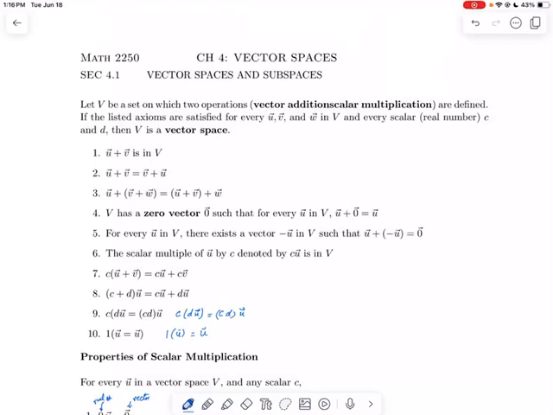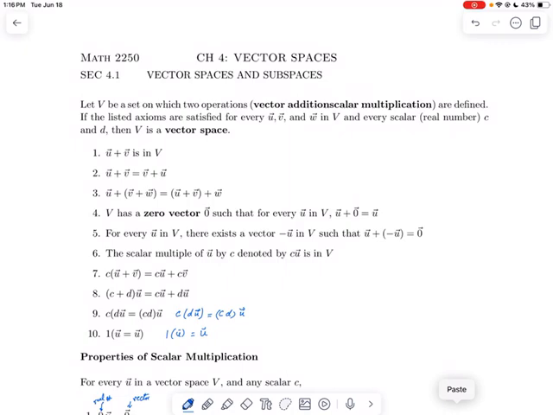Chapter 4, Vector Spaces. Section 4.1, Vector Spaces and Subspaces. So here we will learn what vector spaces are, or what type of sets can be called a vector space. And subspaces: you were introduced to some kinds of subspaces in section 2.8. So here we will talk about more types of subspaces.